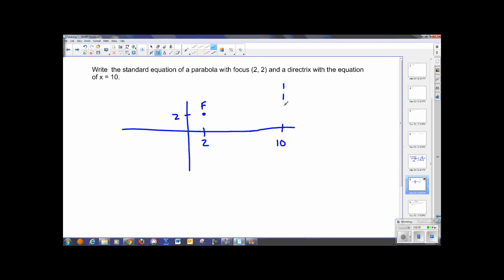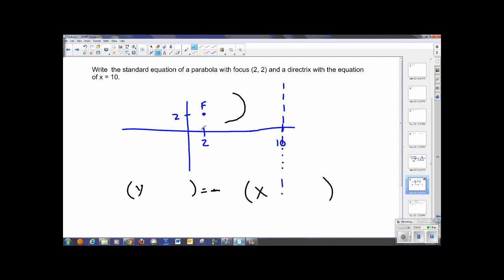x equals is a vertical line. And I know that my vertex has to be somewhere in between these two. And it also has to, the parabola that is, has to open around the focus. So it has to be somewhere in this region this way. Again, I'm going to have some y squared function followed by a negative 4p term and an x value here.